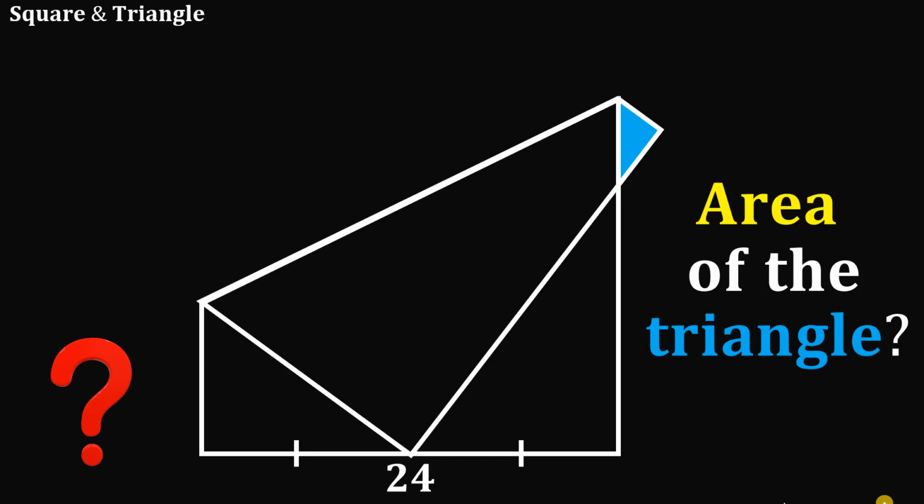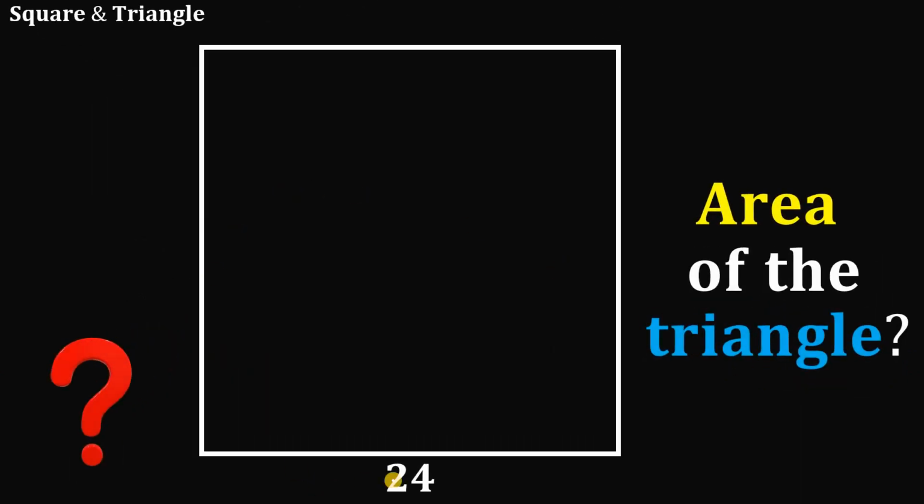For today's video, we will answer a geometry challenge coming from one of our followers. And the question goes like this. Let's start with a square with a side length of 24 units. Now, let's cut the square like this.